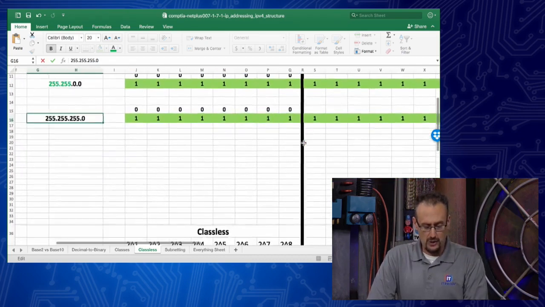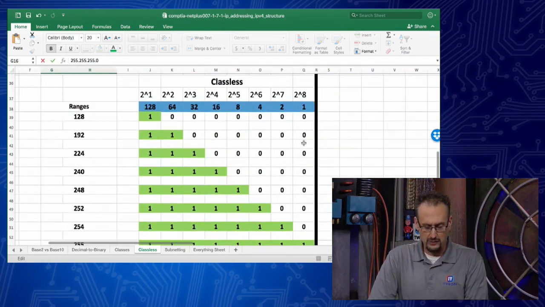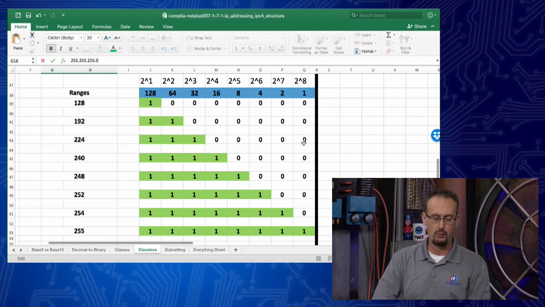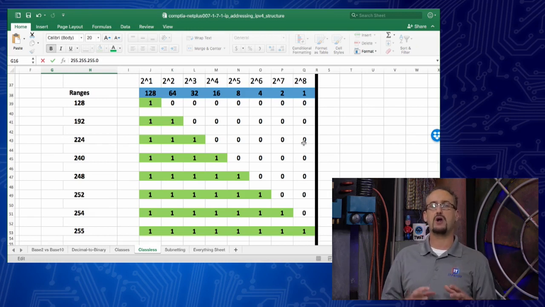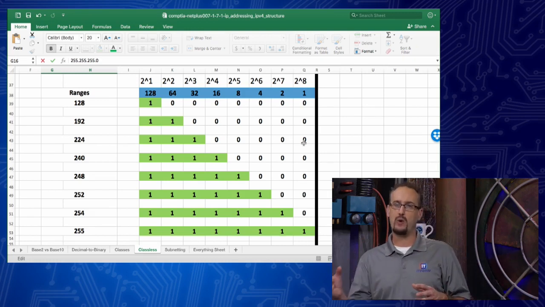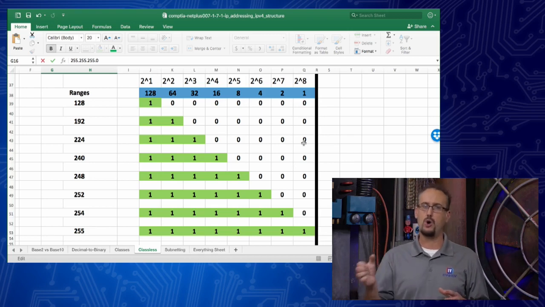So that's where we start talking about classless ranges. What we mean by that is we can start to add or take away bits from the host side. If we take away bits from the host side, what are we doing?